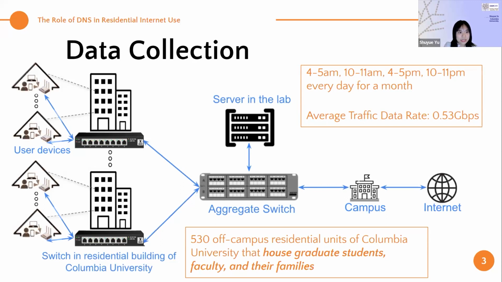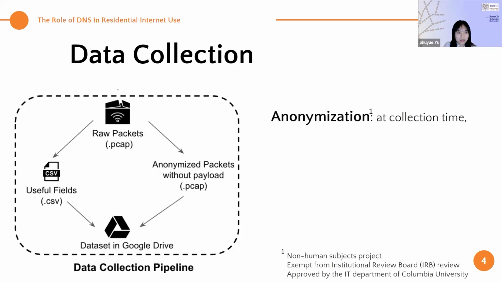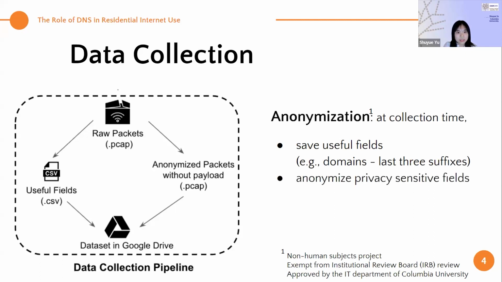Notice that our dataset is somewhat different from many campus datasets that researchers have access to, since we collect from residential users, while many campus datasets collect from dorms and offices. Our data collection pipeline protects the privacy of users. At collection time, we first save some useful fields with careful attention to avoid including sensitive information. For example, for the domains, we only save the last 3 suffixes. We also anonymize privacy-sensitive fields in the header, such as MAC addresses and Columbia IP addresses. Then we discard the remaining payload.